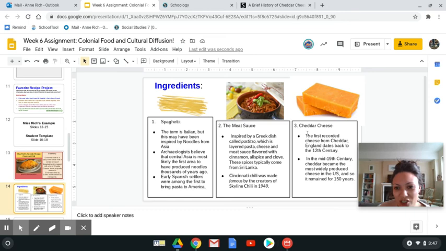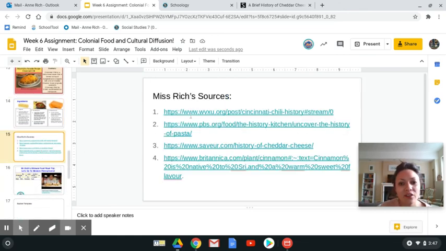And lastly, we've got cheddar cheese. So, interestingly enough, the first recorded cheese from Cheddar, England, dates to the 12th century, which is the 1100s. So, it's a very old cheese. By the mid 19th century or the 1800s, we know that cheddar is going to become the most widely produced cheese in the United States and still is. So, congratulations, cheddar, for being one of the most popular cheeses. These are the sources that I used. I copied and pasted them and put them into a list. That way I can check to make sure where the information is coming from.